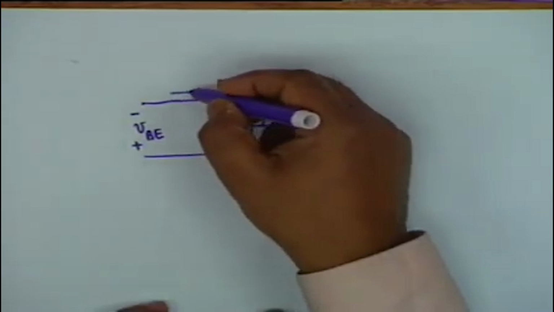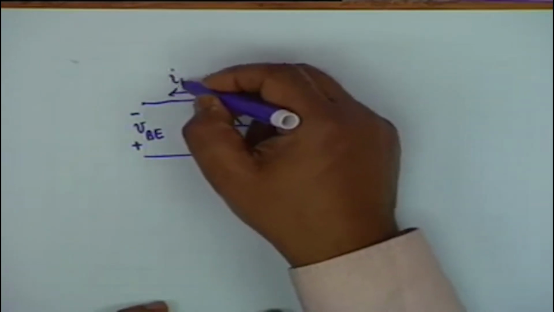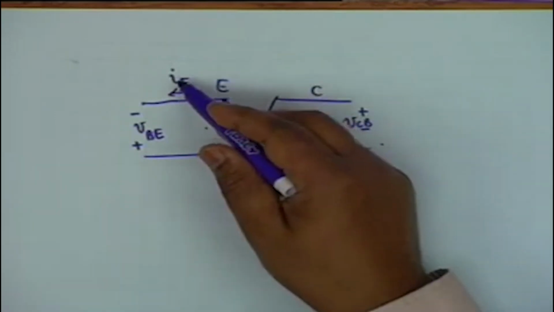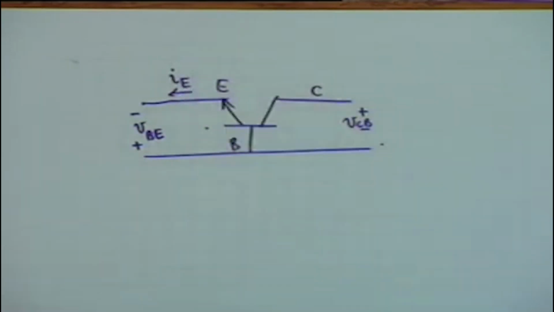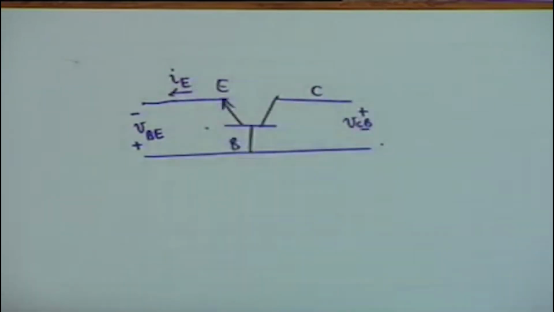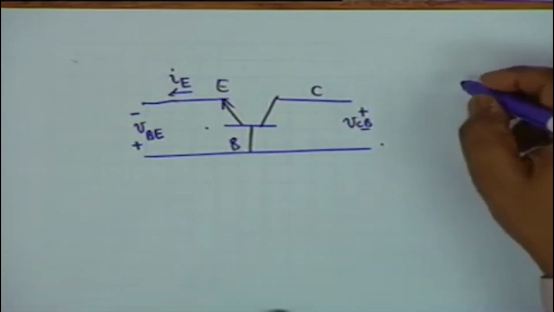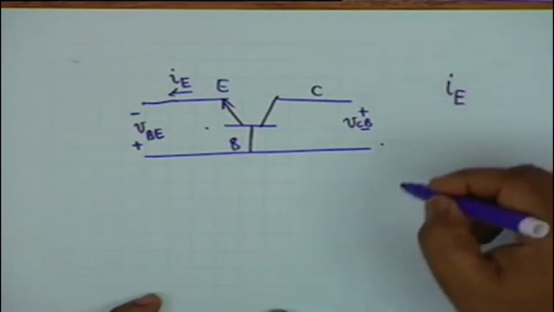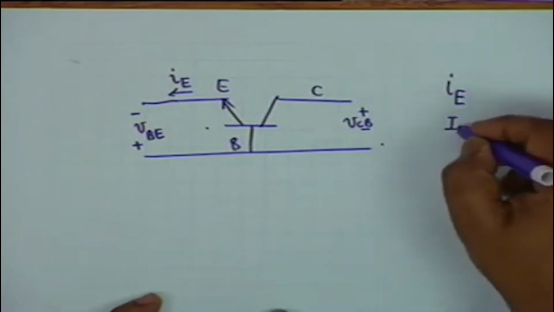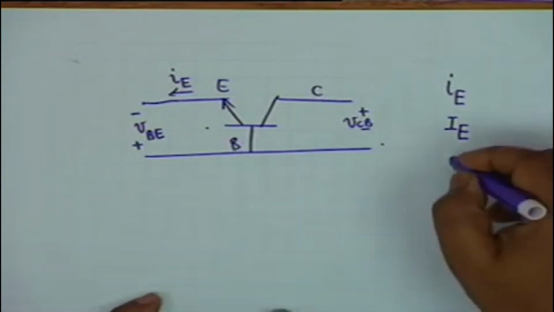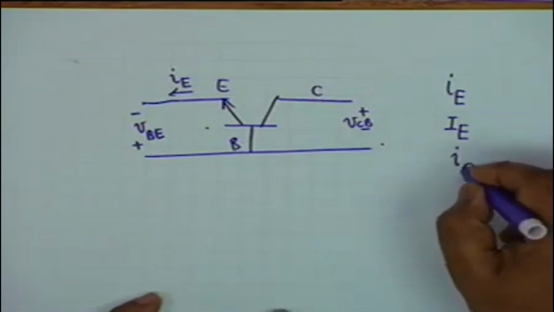What about the current? This current shall go out. Now note the nomenclature. We are using small i and the subscript is capital E. This terminology shall stand for the total current. Let me introduce this terminology right away. When I say total emitter current, I use this. The DC emitter current, I use this, DC. And the AC part of the emitter current, I use this.